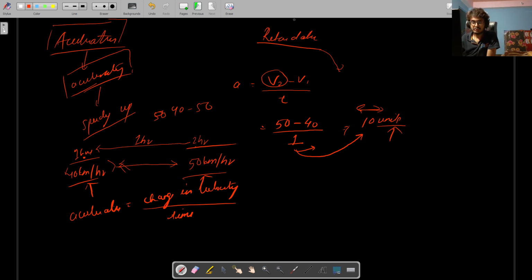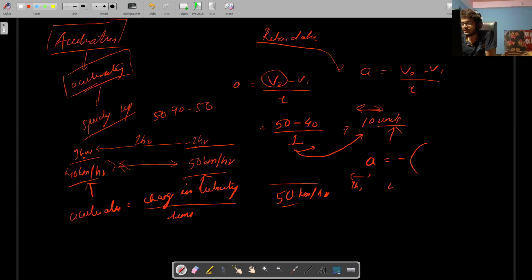So if you are slowing down, that is retardation. It has the same exact formula, but the value of A will be negative, because if you are retarding, if you are moving at 50 km per hour, what will be your speed after 1 hour? Will it be greater than 50, less than 50, or equal to 50? If you are moving at 50 km per hour, and after 1 hour it is said that you are retarding, so your speed is decreasing. Less than 50. So let's say my speed became 40 kilometer per hour in 1 hour.